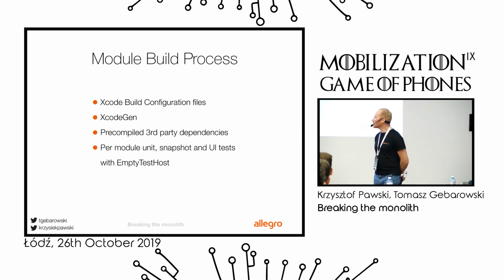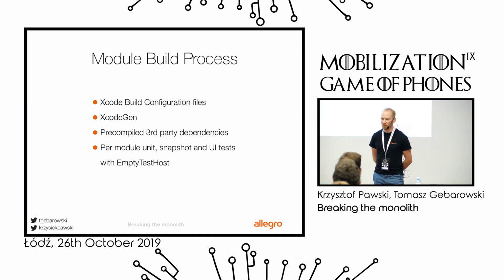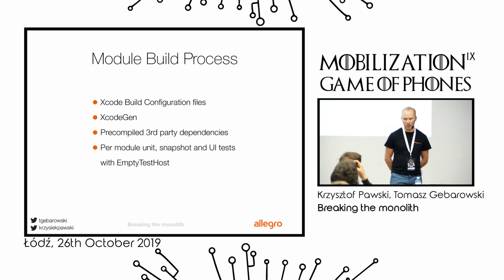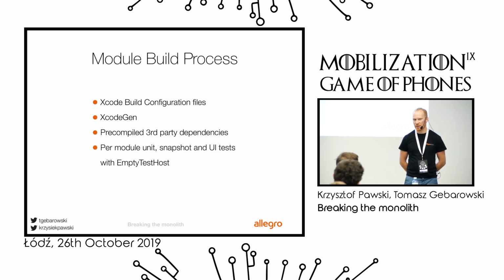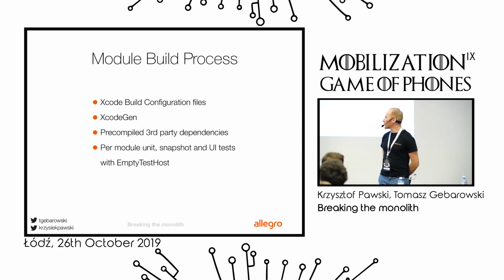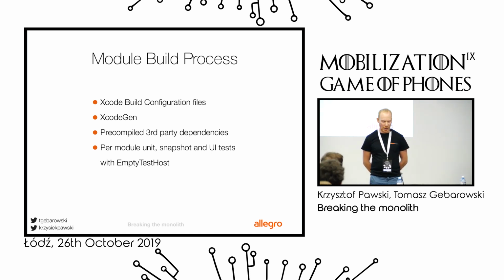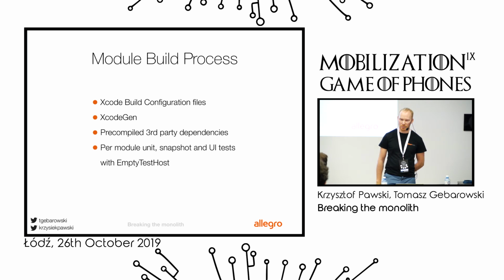And to speed up development, we are keeping unit tests, snapshots, and UI tests separately per module. So when we are working on some change in one feature, we don't need to run all tests from all the app, and we don't need to build all modules. And we also have this empty test host. This is just a target with an empty app delegate and no other implementation, so it's really fast to compile and run tests on it.